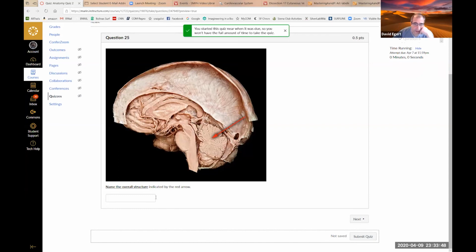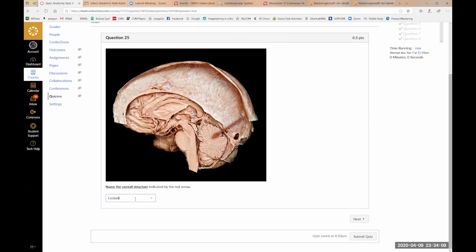Here I was trying to name the overall structure. I kind of meant this whole thing, but in reality, I probably should have put some dotted lines around it or something, because some people said arbor vitae, which is kind of the specific axons in there. What is this overall thing called? Cerebellum.